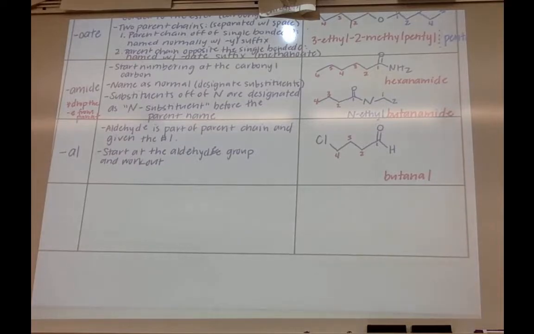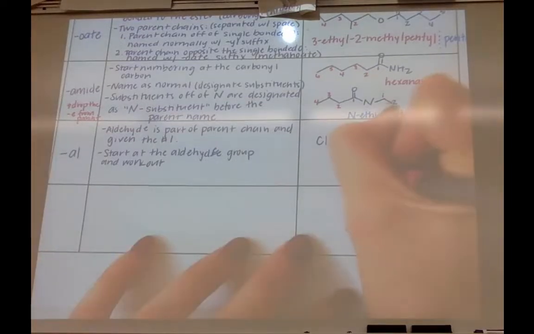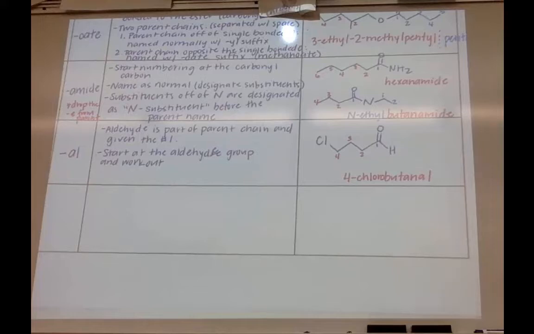Are there any substituents? On what carbon? 4. What's off of carbon 4? Fluoro. So it is 4-fluorobutanal, all one word. All of your substituents, just like normal, if you had chloro and methyl, then chloro would come before methyl because of alphabetical order.